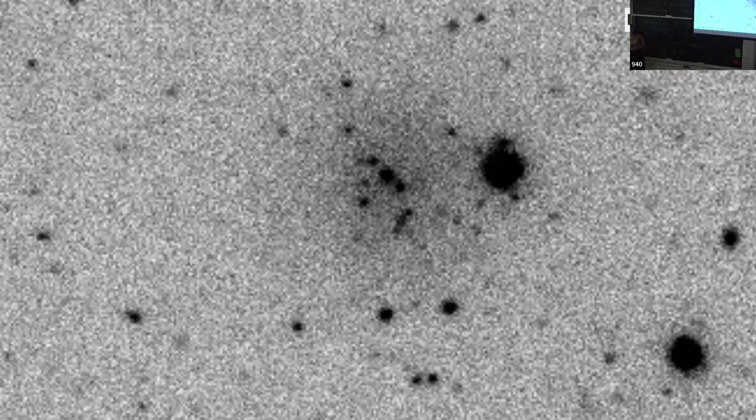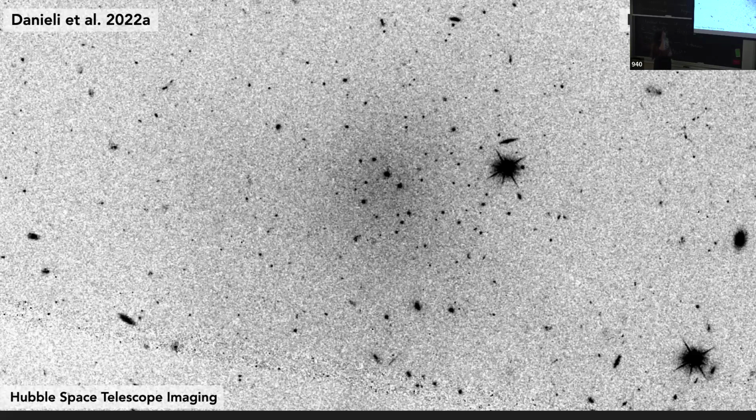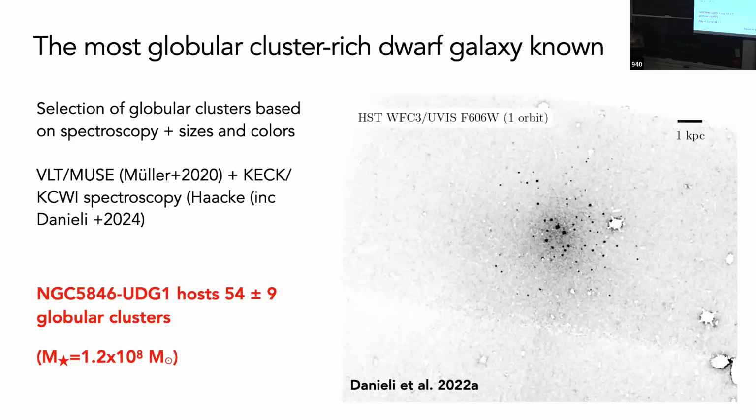And this is how it looks when it was imaged with Hubble. And to me, when I first saw it, I just thought it looks like a cluster of clusters, because it has so little low surface brightness stellar body, but a lot of these very massive and dense globular clusters. Okay, so this galaxy is interesting for many reasons. One of them being the fact that it's a 10^8 solar mass galaxy. It's really a dwarf galaxy, a bright dwarf galaxy.